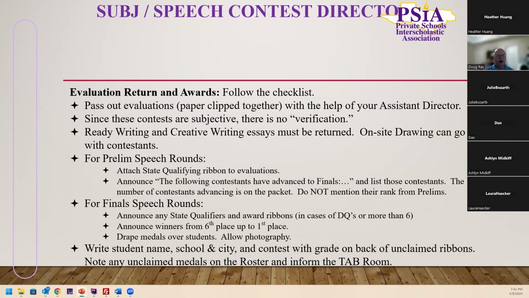If you have a finals speech round, you announce any state qualifiers first, resulting from a DQ. Again, very rare. Then you announce the winners from 6th place up to 1st place, drape the medals over the students, and you do allow photography during the medal ceremony.